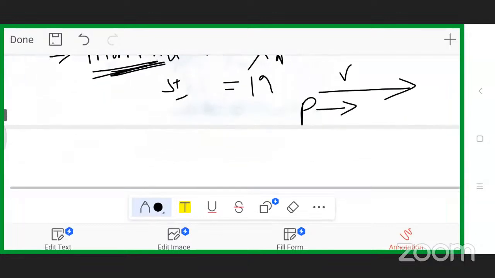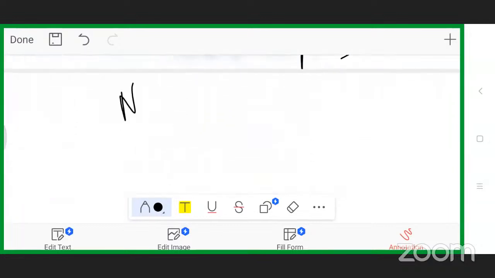Okay, so Newton's second law. Now, if I go to Newton's second law.